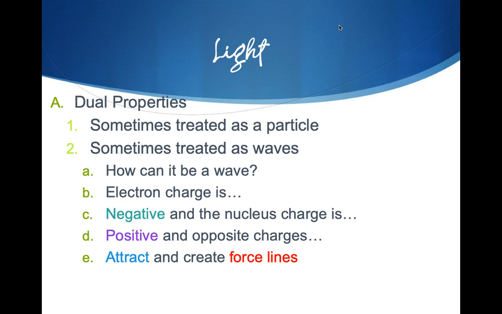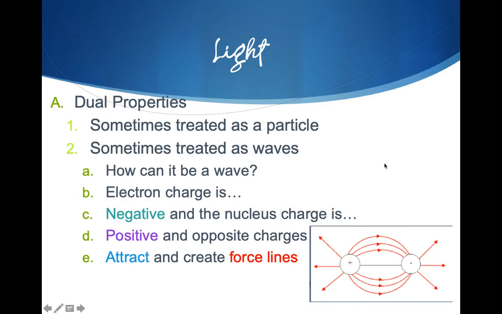Now here's a thing you maybe had not known before. Anytime you have some type of attraction, you create something called force lines. So if you see here's your positive, here's your negative, and then you have these lines between them, those actually are attraction lines.